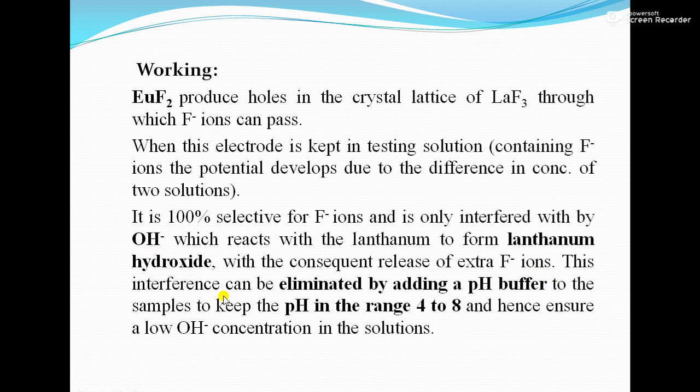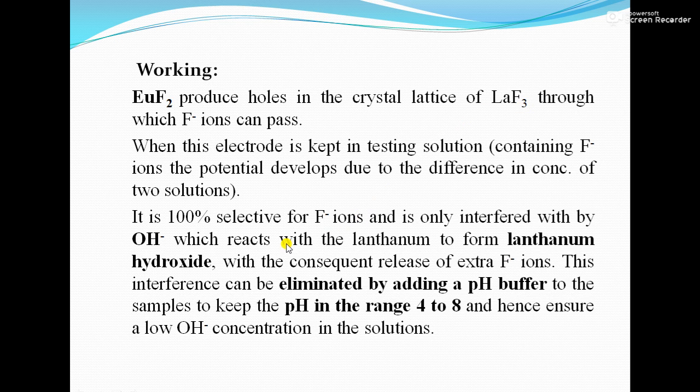This interference can be eliminated by adding a pH buffer to the sample to keep the pH in the range of 4 to 8, and hence ensure a low concentration of OH minus in the solution. If OH minus is present in the solution, it will form lanthanum hydroxide and that will release three fluorides. So you can see here, lanthanum fluoride, hydroxide will react with this lanthanum and it will release three fluoride ions.